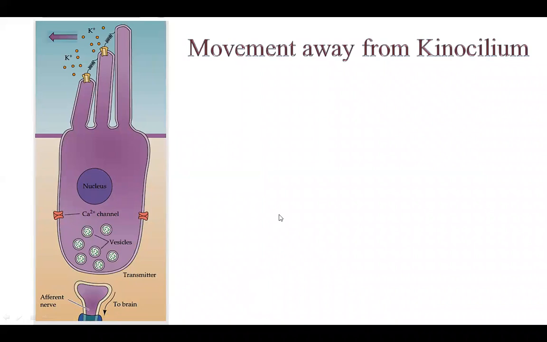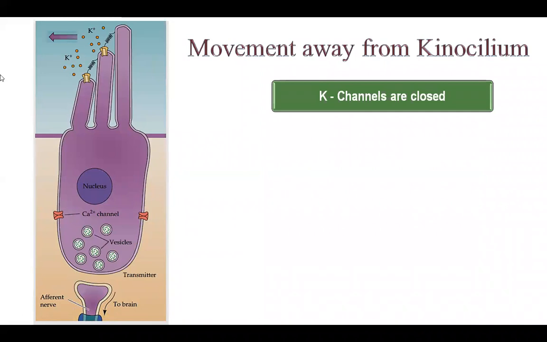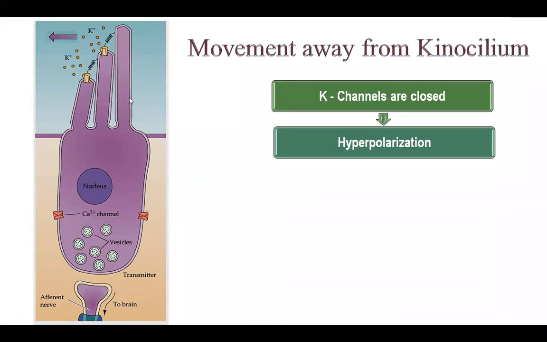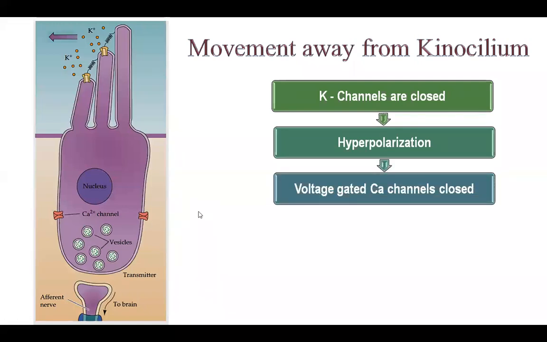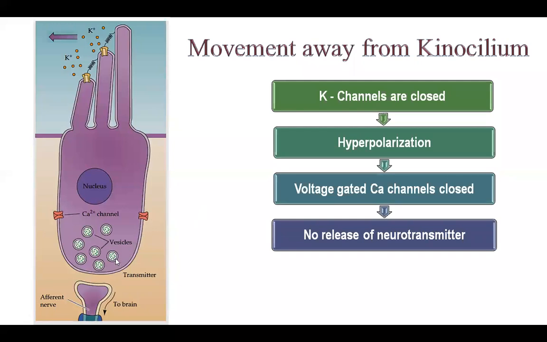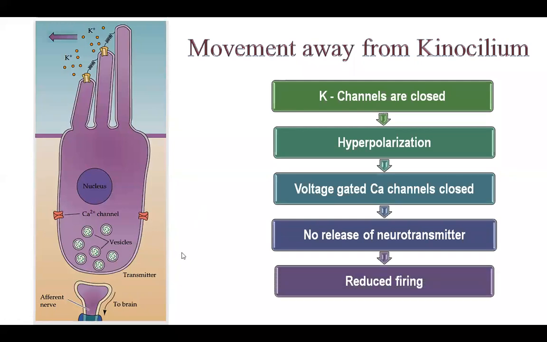Now, when the movement occurs away from the kinocilium, what is going to happen? The potassium channels get closed, so there occurs hyperpolarization. In view of hyperpolarization, the calcium channels close. As there is closure of these calcium channels, there is no release of neurotransmitters, which reduces the firing from these hair cells. So this is how the action potential generation occurs in the hair cell.